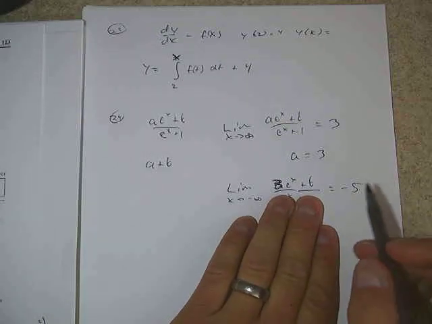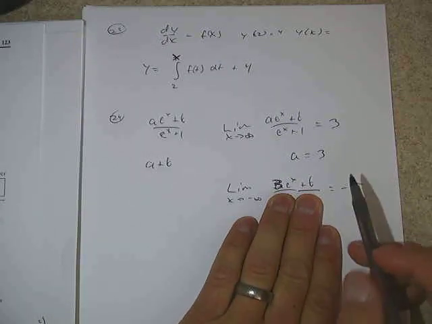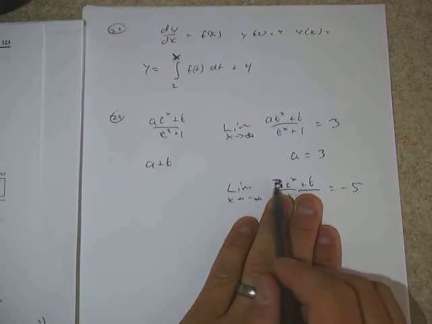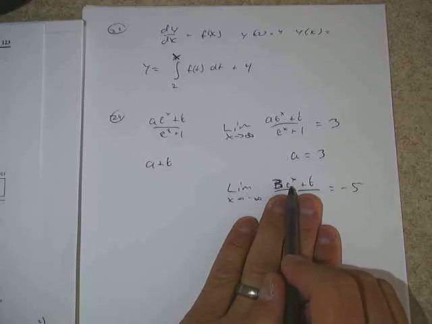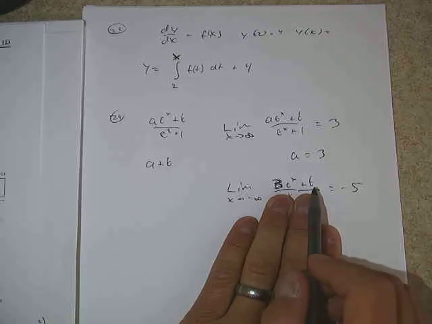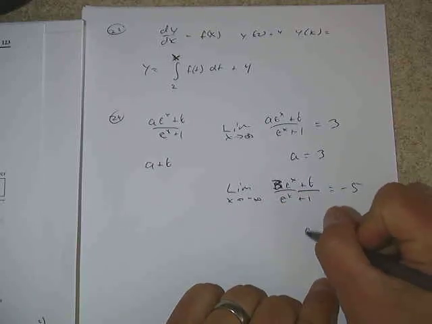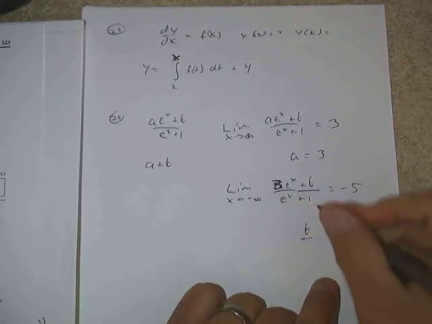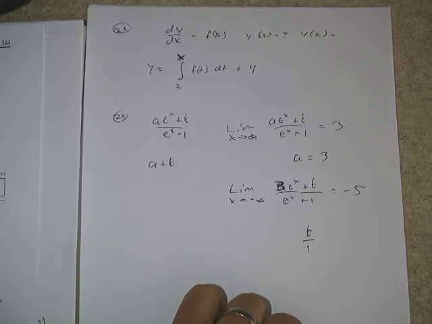And then ultimately, in order to find the value of a plus b, we would need to know the b value, of course. We have the a value already. And if we go to negative infinity here, we know that a e to the x, well, we know that has to be a 3, so we can just use 3 if we want to. Or we can leave it as a either way.